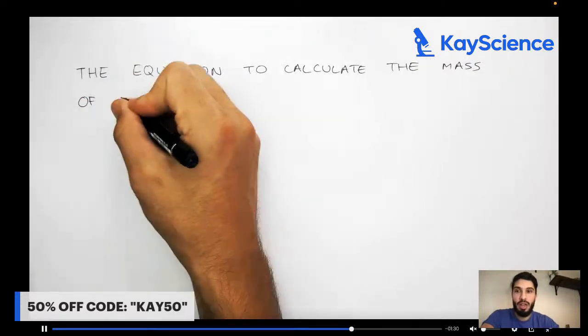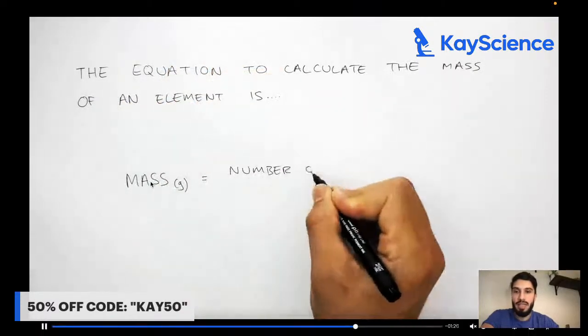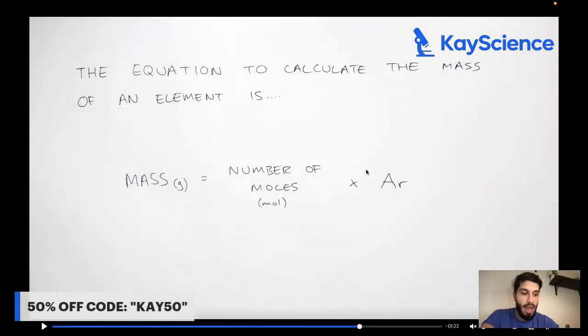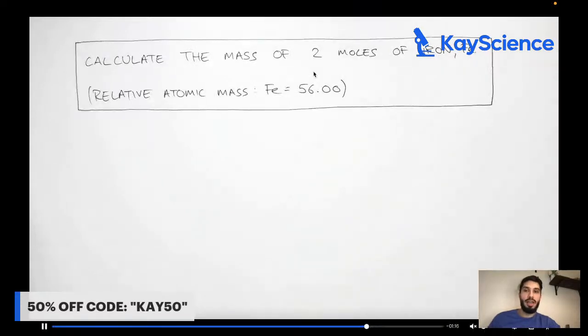Now the equation to calculate the mass of an element. We rearrange the equation, so it's mass equals moles multiplied by AR. So this is rearranging the equation to now calculate mass. It is moles multiplied by AR. So now let's look at this question. Calculate the mass of 2 moles of iron.